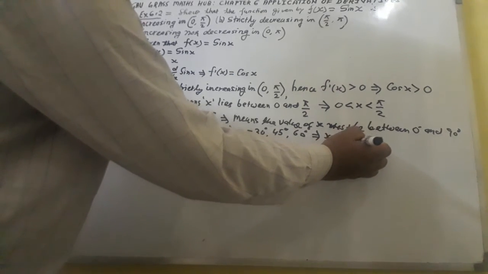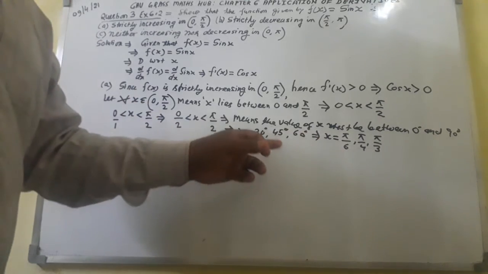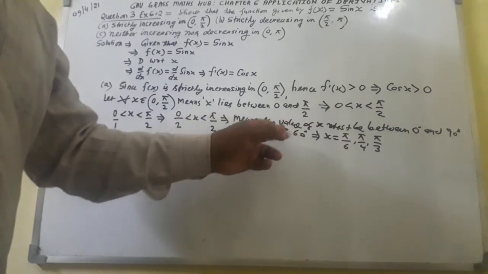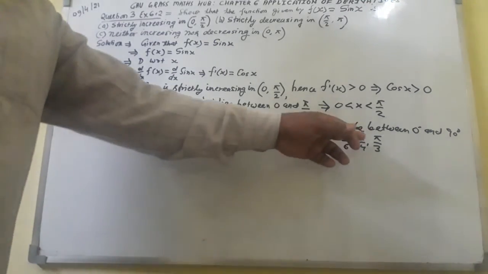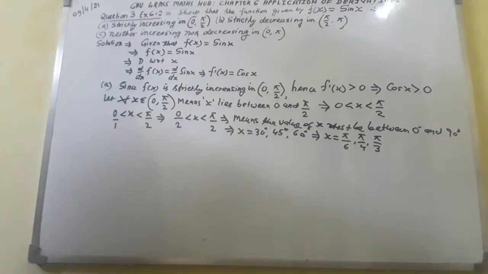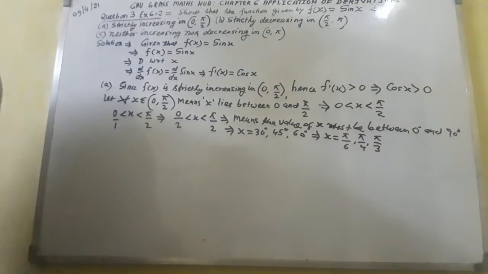So x equal to pi by 6, x equal to pi by 4, x equal to pi by 3. x equal to 30 degree comes out to be pi by 6, x equal to pi by 4 is 45 degree, and x equal to pi by 3 is 60 degree. So here we have got f dash of x equal to cos x.